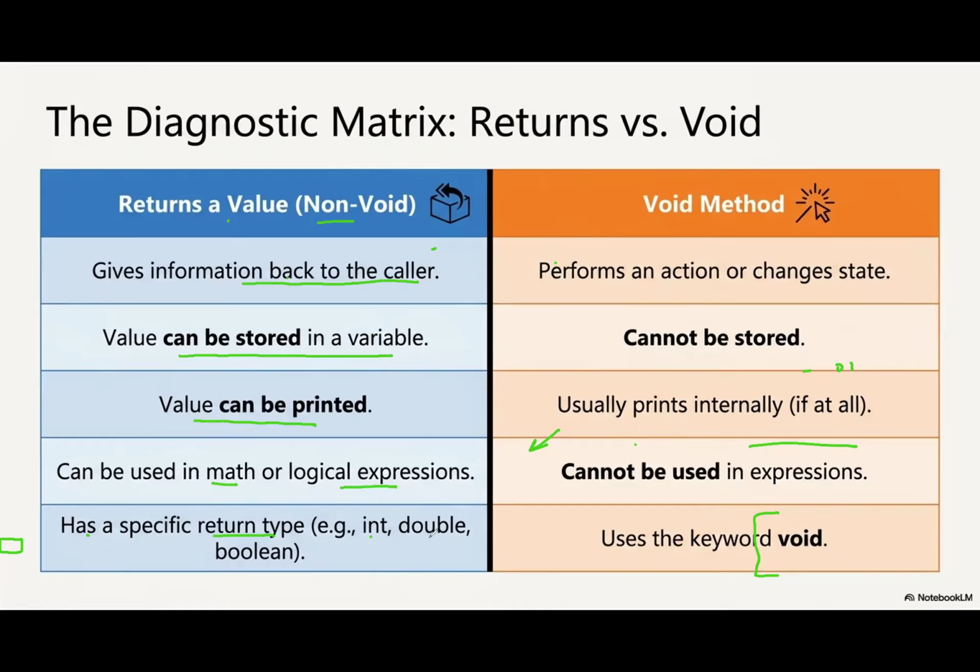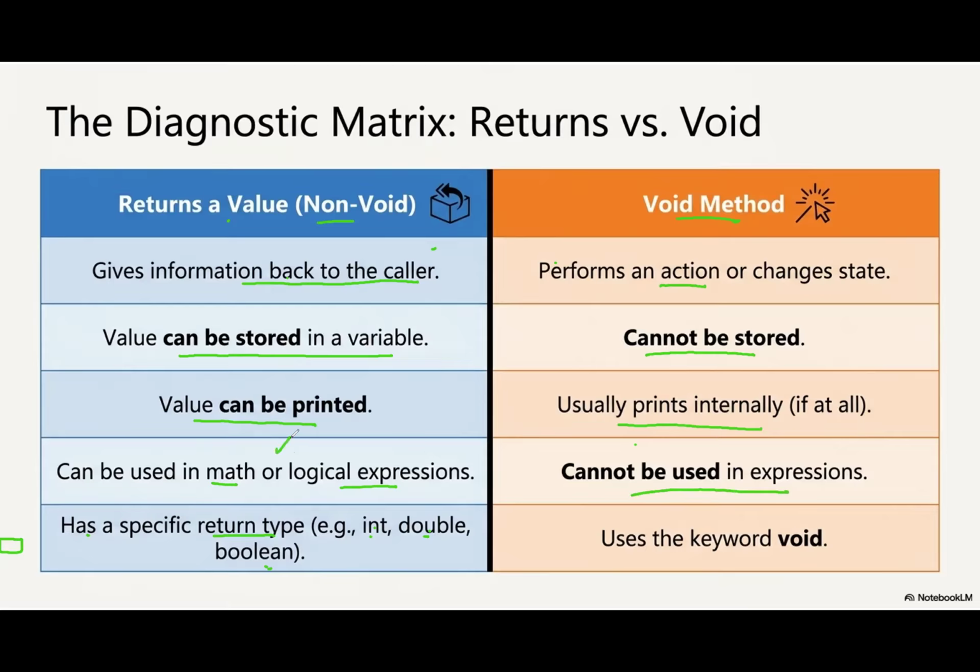It can be integer, it can be double, it can be Boolean, which means I can return back an integer, I can return back from a method a double, I can return back a Boolean. In the void one, it performs an action or changes a state, but it doesn't return anything that I can store. We cannot store whatever the void method gives back to me. It doesn't actually give me anything. It does an action. It can print something to the screen, but it doesn't give me anything that I can save. So it usually prints something internally, and it cannot be used in an expression.